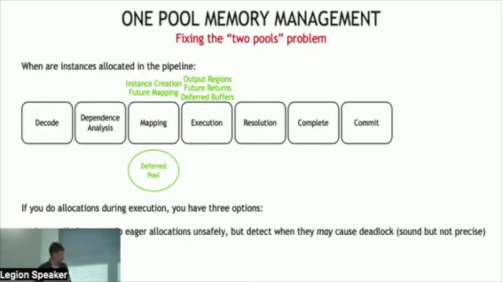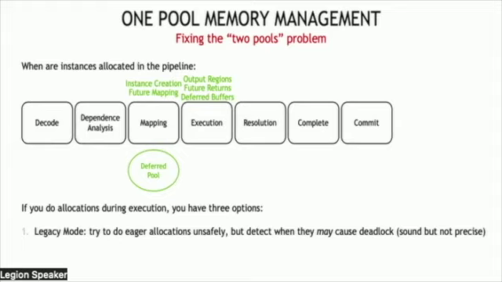So the first mode that we support is a legacy mode, for backwards compatibility. People don't have to do anything to adjust to this one pool world. Effectively, if you have to do an allocation during the execution stage of the pipeline, it will try to get the allocation from the deferred pool. And we will detect cases where you might encounter deadlock by doing this, and it will effectively say you're out of memory at that point.